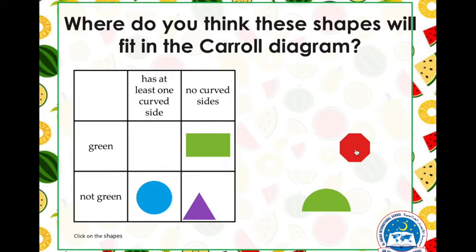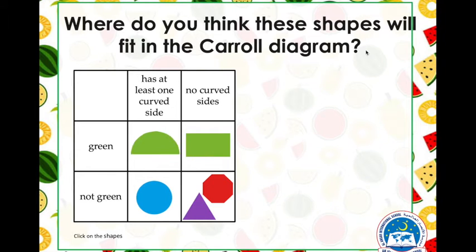How about this shape over here? Is it green? No, it's not. Does it have any curved sides? No, it does not have any curved sides. Let us look at this one. Does it have any curved sides? Yes, it does. Is it green? Yes, it is. So it has one curved side and it is green. Amazing.